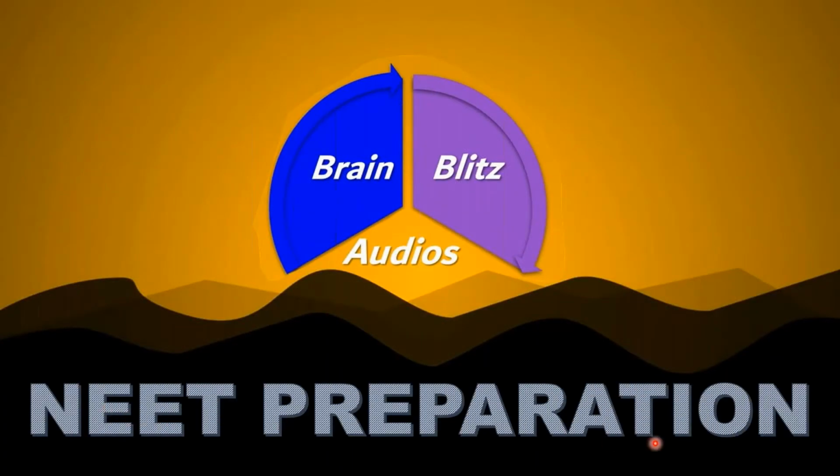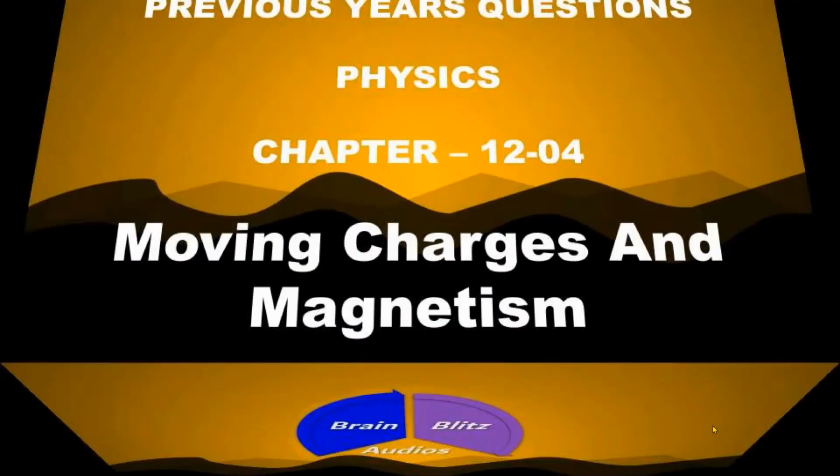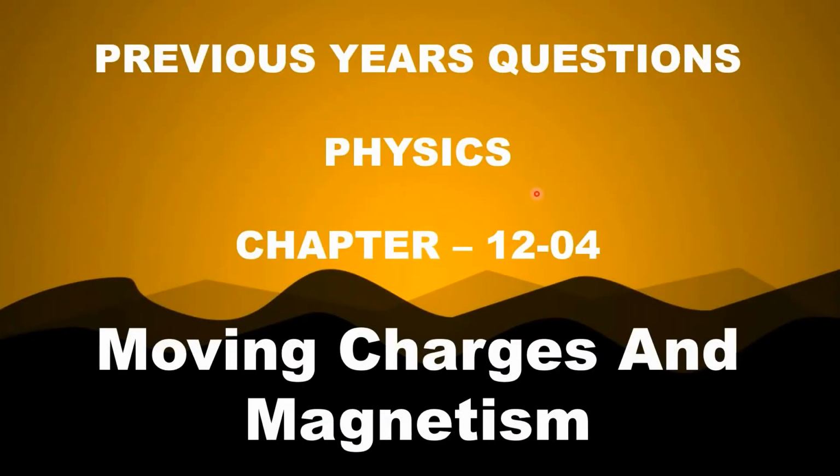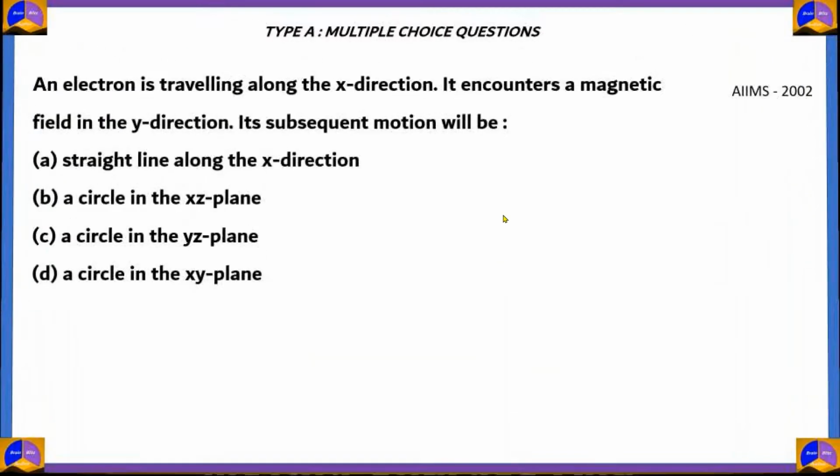Today in this episode of NEET Preparation, we'll be looking at previous year questions of physics in medical entrance examinations in India. Today we'll be dealing with the chapter Moving Charges and Magnetism. It is the fourth chapter in the grade 12 syllabus for physics in CBSE. Let's jump right into our first question.